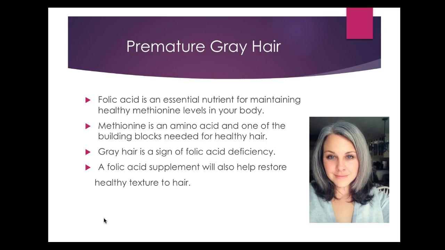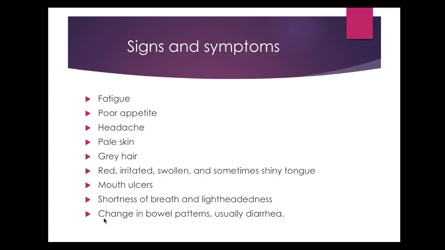Folic acid deficiency, one of the common signs is premature gray hair because it maintains that methionine level in your body. It's an amino acid, and it's one of the building blocks for healthy hair. So if you get premature gray hair, you may want to think about that. And then you take a folic acid supplement because that will help.